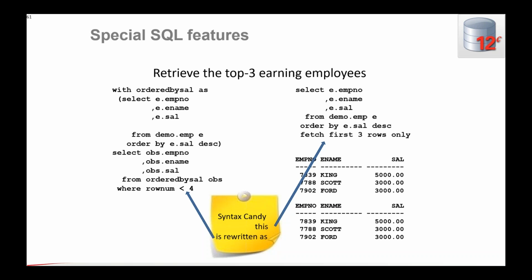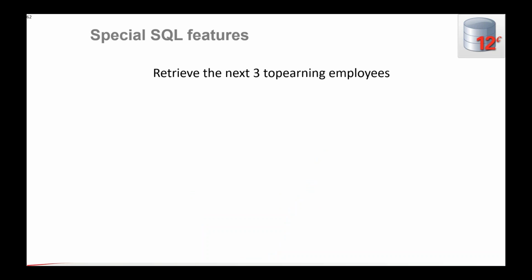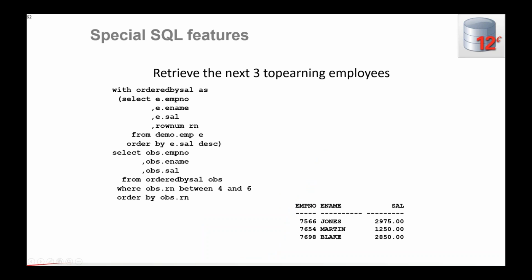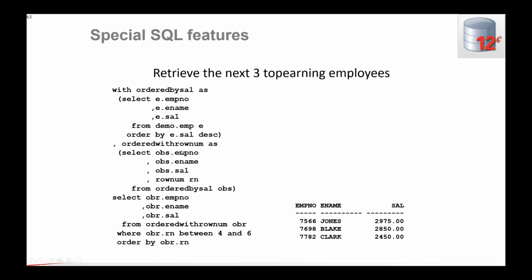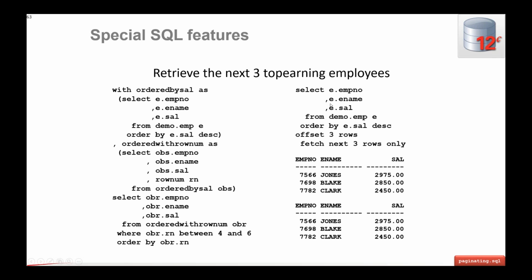Suppose I want to get the next 3, so the top 4, 5, 6. I would have to create a very complex query and then ask for the row numbers between 4 and 6. In this case, Oracle says just offset by 3 rows. The first 3 I don't want to see anymore, and I fetch the next 3 rows only.